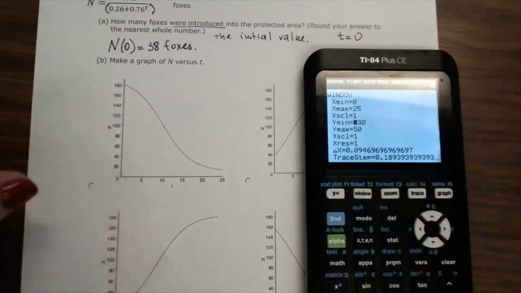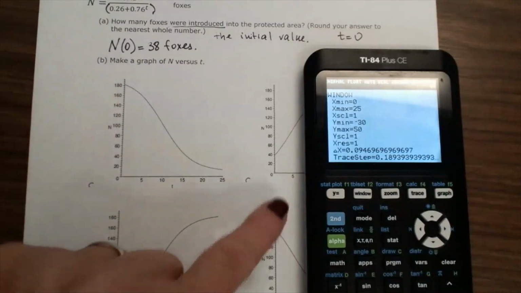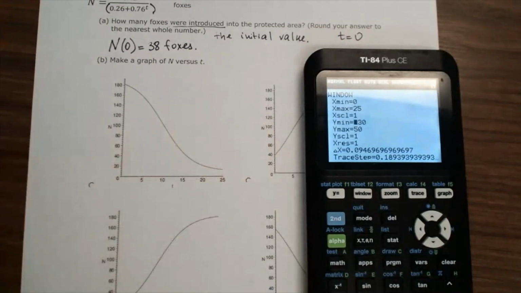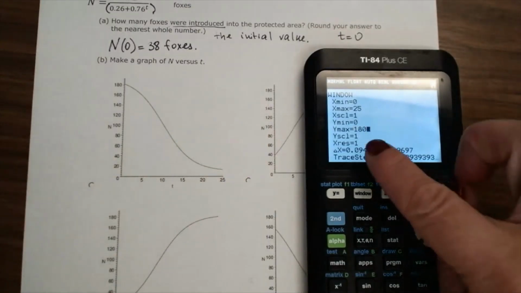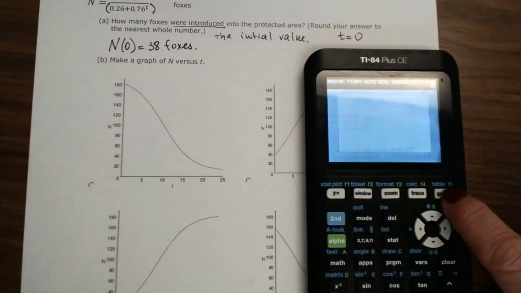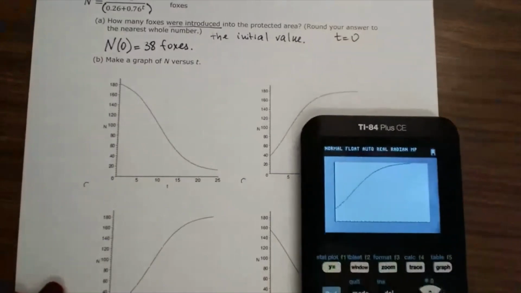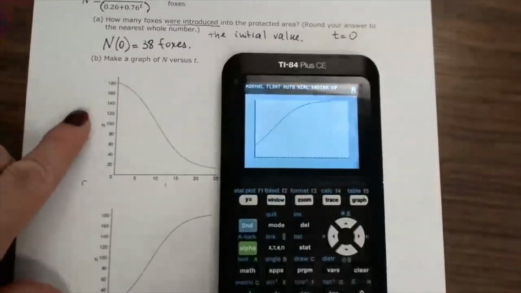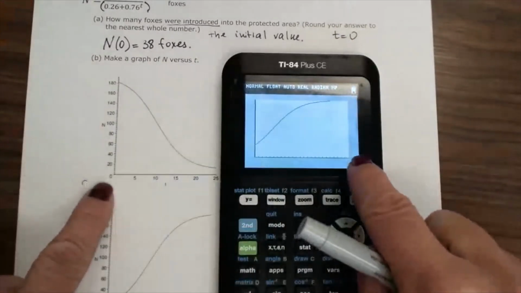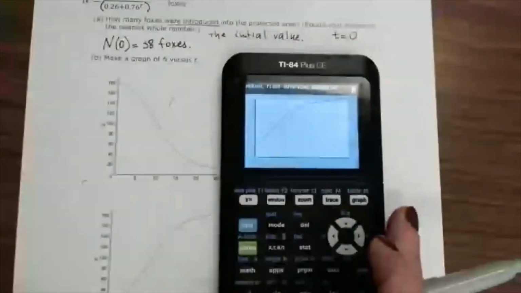Y minimum, again, my y goes from 0 to 180 on each graph. So I will start from 0 to 180. And again, I will go by 1. Now I will press graph. Let's see. Let's compare the first graph and our graph on the calculator. Nope, it does not look even close.